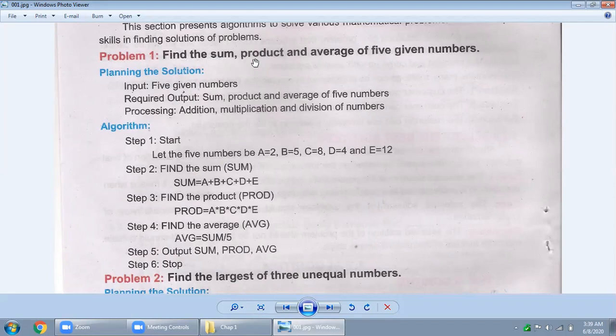Next, the product of these numbers: A multiplied by B multiplied by C multiplied by D multiplied by E. In this way, we can achieve our desired result, the product. And the average of these numbers is A plus B plus C plus D plus E, whole divided by 5. Keep in mind, I say the word whole divided by 5. Most of the boys skip the whole and divide only the E. So it is wrong. In this way, we can obtain the average.